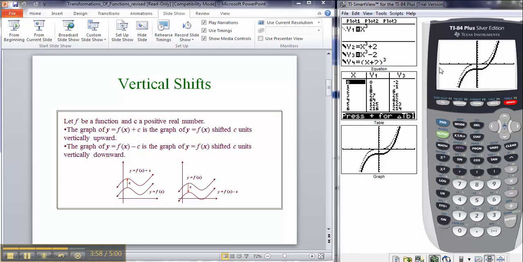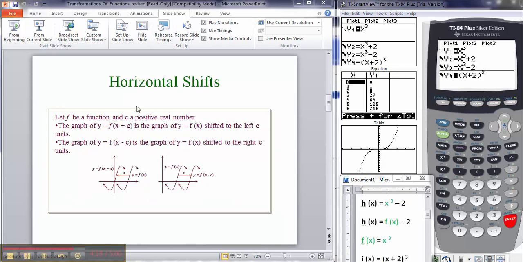So let's just recap over here. If you have y is x cubed and you have over here the function y is equal to x cubed plus 2, then it will take your graph 2 units upward. If you have x cubed minus 2, it will take your graph 2 units downward.